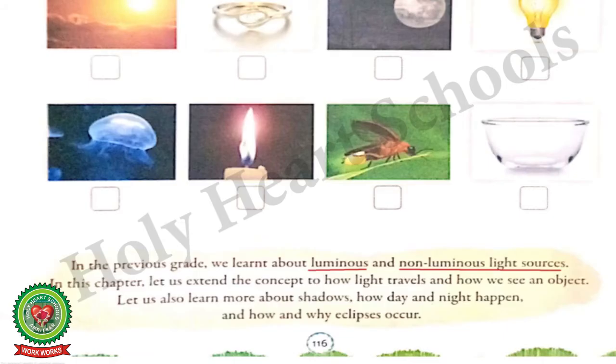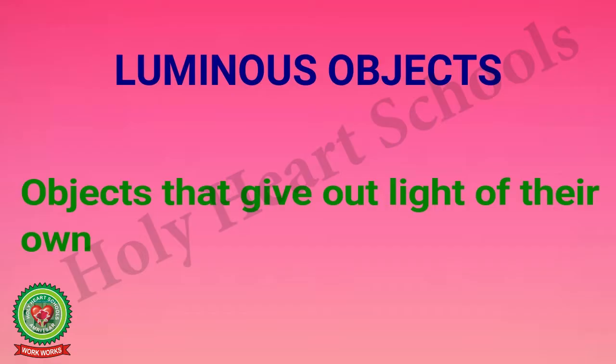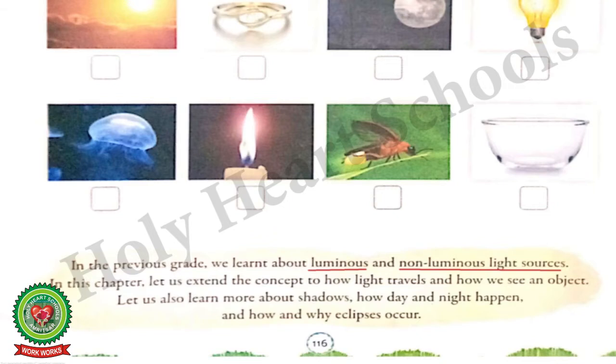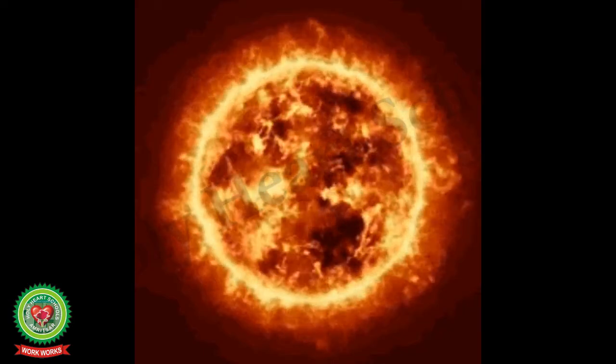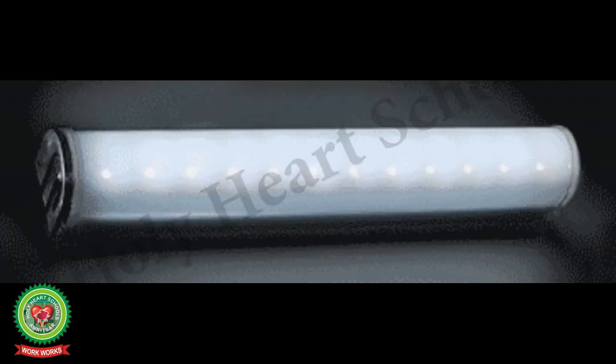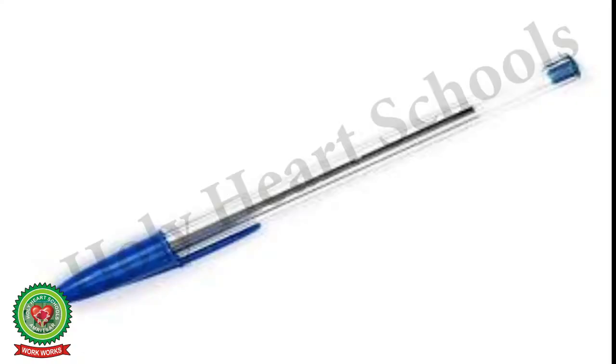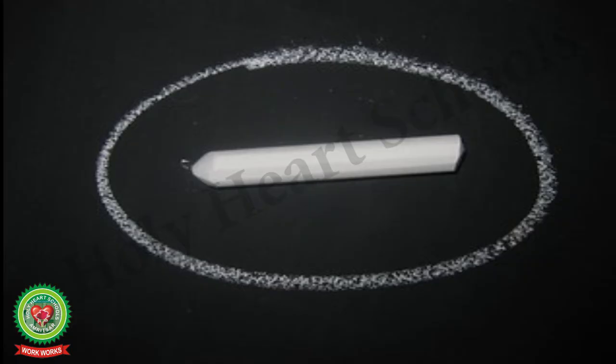Now, we will learn about luminous and non-luminous objects. Luminous objects are the objects that give out light of their own. The examples of luminous objects are sun, burning candle, glowing bulb, and glowing tube light. Non-luminous objects are the objects that do not produce light of their own. For example, pen, paper, chalk.